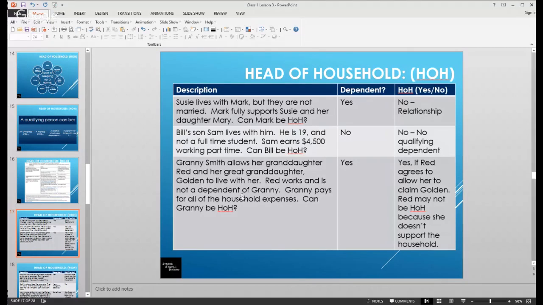Granny Smith allows her granddaughter Red and her great-granddaughter Golden to live with her. Red works and is not a dependent of Granny. Granny pays for all of the household expenses. Can Granny be head of household? The answer is yes, if Red agrees to allow her to claim Golden. Red may not be head of household because she doesn't support the household. So Red cannot be head of household even if she does claim Golden, and Granny can only be head of household if she does claim Golden. So whoever claims Golden is key, and then Red, since she does not provide more than half the cost of the upkeep, would not be able to be head of household.